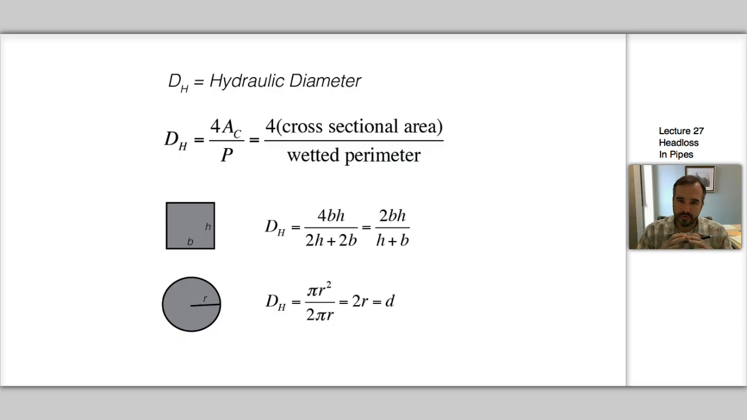For a circular pipe, it's actually even more convenient. The cross-sectional area of a circle is pi over 4 D squared, or pi r squared, multiplied by 4, divided by the wetted perimeter, which is the circumference of the circle, 2 pi r. You plug that in, you can simplify that, and it's really just the diameter of the circle. So it's very convenient to work with circular pipes, and that's one reason they are used. Other reasons are that it's easier to build clamps for them, it's easier to build fittings and things like that. So there are other considerations, but from a hydraulic standpoint, it's very convenient that we use circular pipes. Okay?